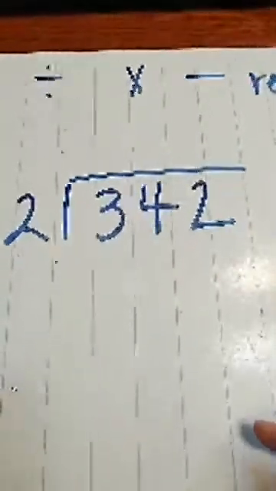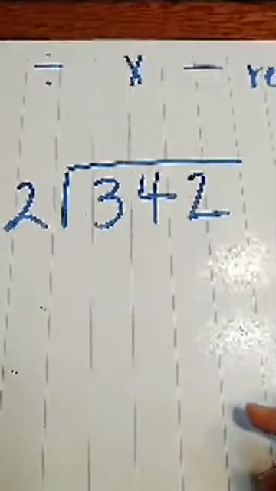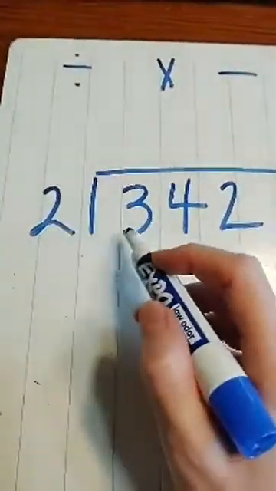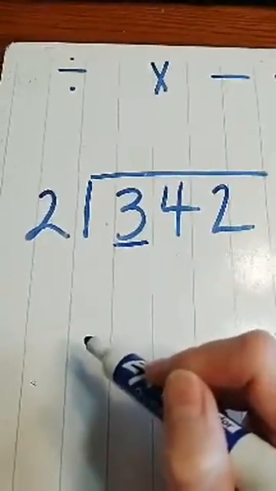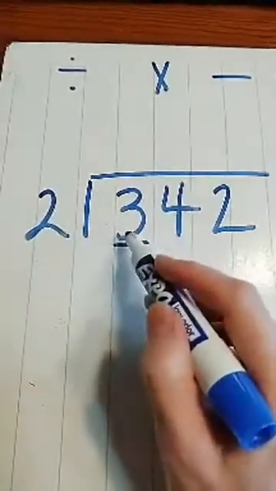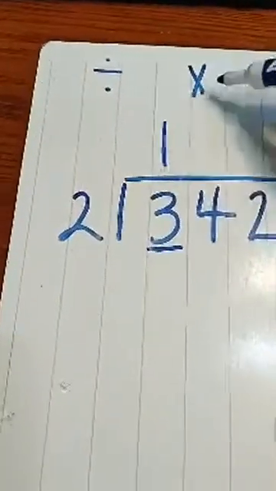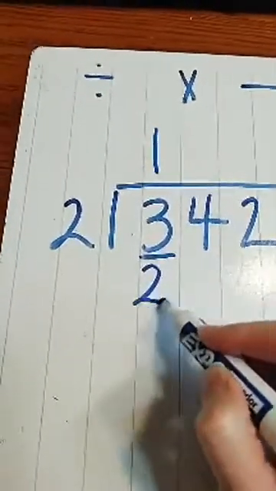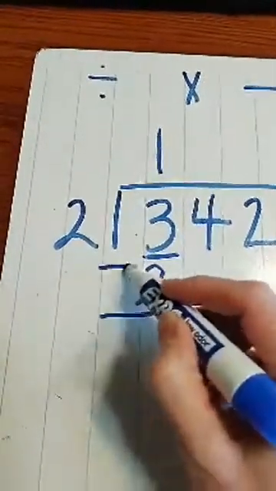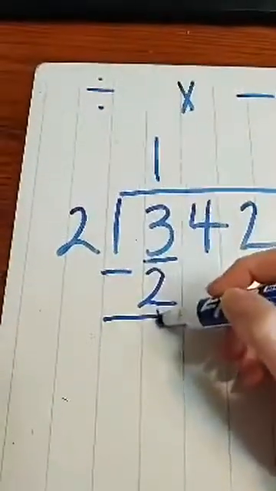Here is my first problem. 342 divided by 2. So I say to myself, will 2 go into 3? Well, yes, it will. How many times does 2 go into 3? We're dividing. It does go in 1. So now I'm going to multiply. 1 times 2 is 2. And now I'm going to subtract. 3 minus 2, you're right, 1.